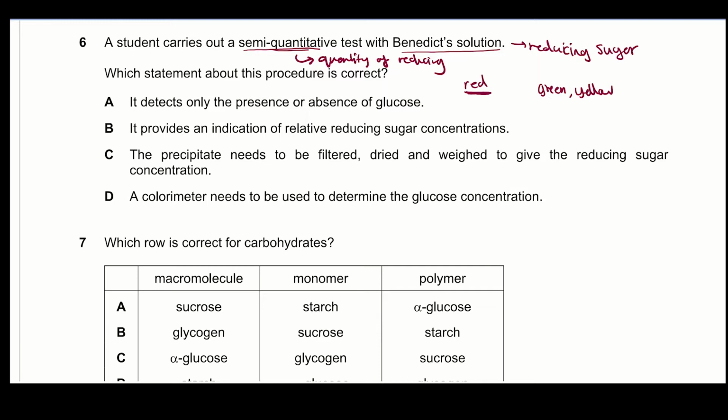A. It detects only the presence or absence of glucose. In this case, it's not semi-quantitative, so this is incorrect. B. It provides an indication of the relative reducing sugar concentration. As we mentioned, the color represents the concentration of the reducing sugar, so this is correct. C. The precipitate needs to be filtered, dried, and weighed to give the reducing sugar concentration. This is incorrect. D. A colorimeter needs to be used to determine the glucose concentration. This is incorrect. It actually determines the absorption of color. Therefore, the correct answer is going to be B.